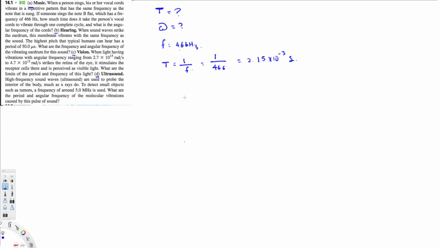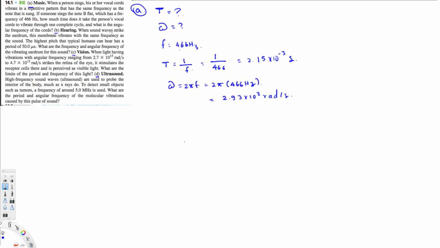And omega is going to be equal to 2πf, and 2π times this frequency, that is 466 Hertz, gives us 2.93 times 10 to the power of 3 radians per second. So we have answered the A part. So let's go to the B part.